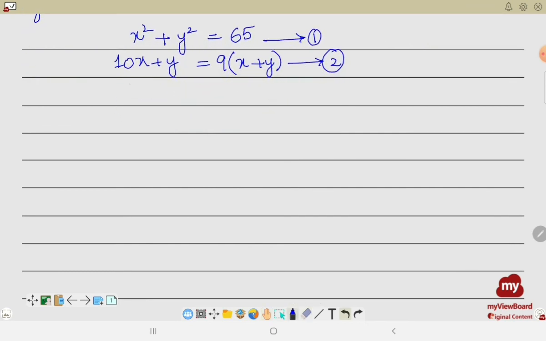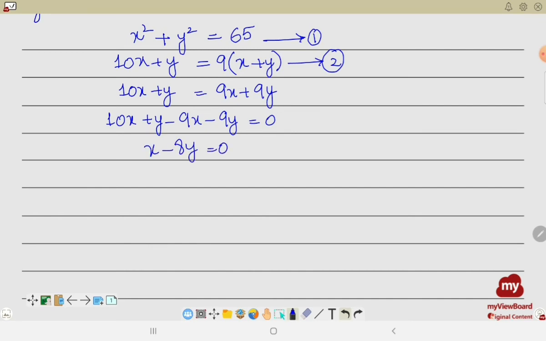Let's solve it. From equation number 2, 10x plus y equals 9x plus 9y. So 10x plus y minus 9x minus 9y equals 0. So it will be 10x minus 9x is x, and it will be minus 8y equals 0. From here we can write x is equal to 8y, and we'll give this as equation number A. We'll put this A in 1. Put A in 1. So instead of x, we'll insert this 8y.